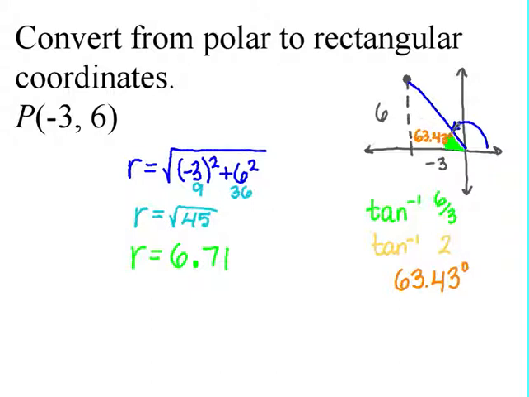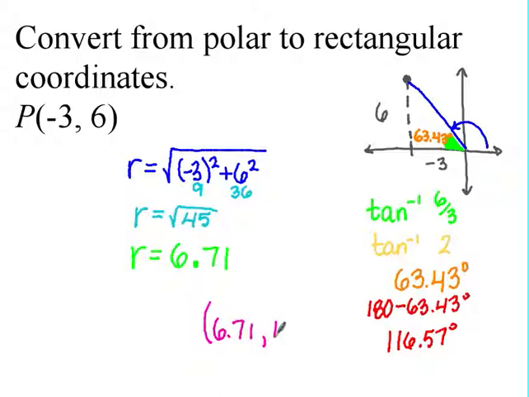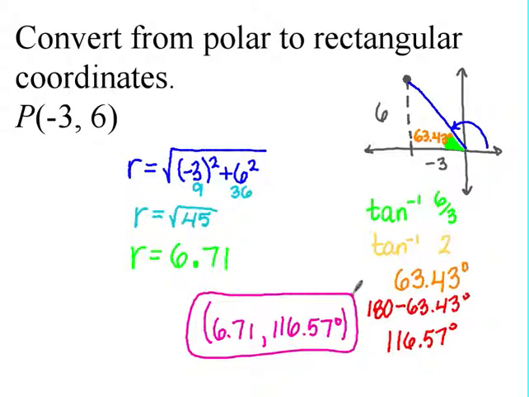So how do you find the blue angle? You subtract it from 180. So I'm going to take 180 minus 63.43 degrees, and my point will be 116.57. So my final answer is going to take the form 6.71, comma, 116.57 degrees. And there you go. But I think the visual helps a little better than if you would just use the formulas.